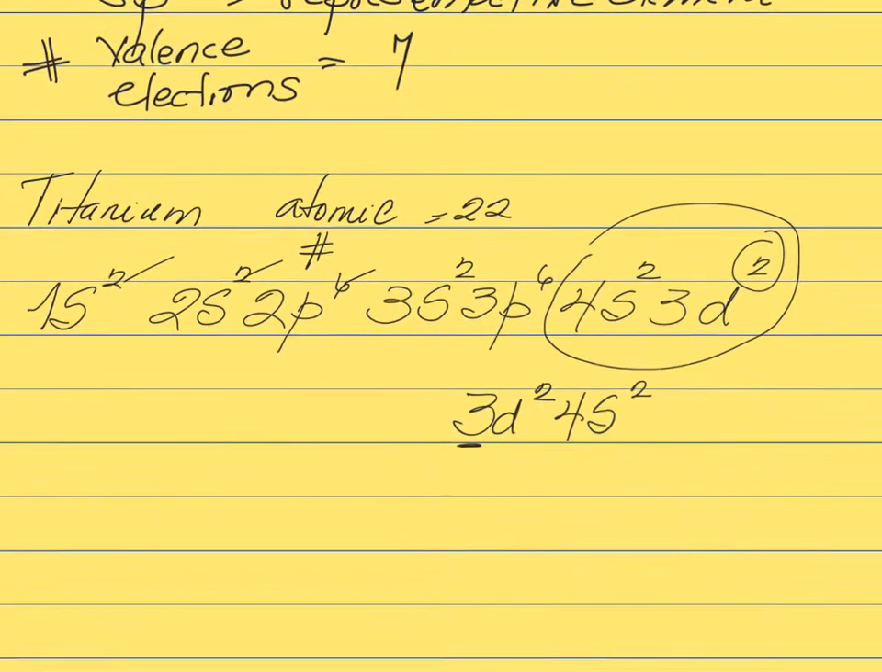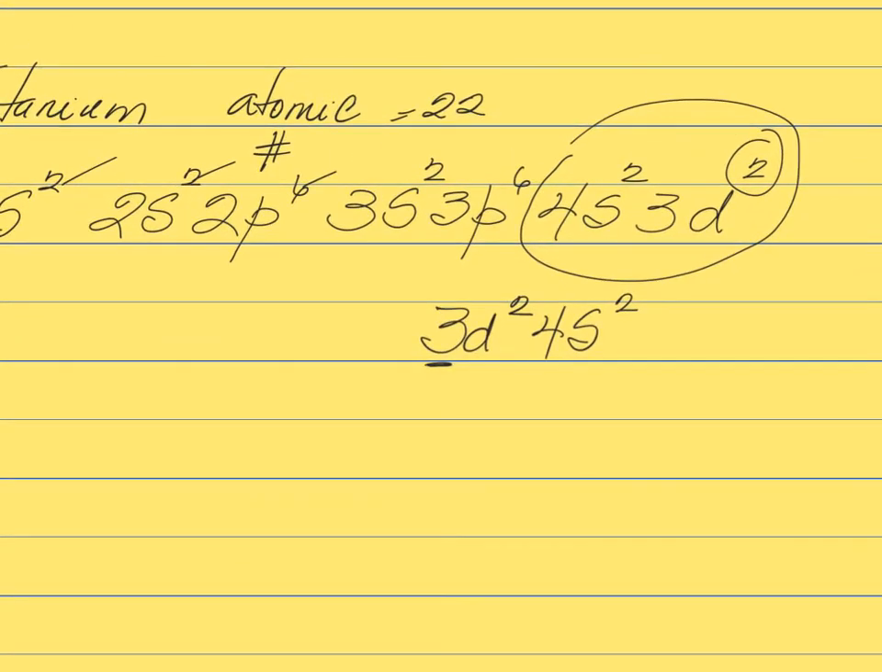4s2. What is the information that you can get from there? The ending is in the d block, meaning that it is a transition element. Titanium is a transition element located in group 4. You don't have to put a 1 in front because it's not a representative metal.